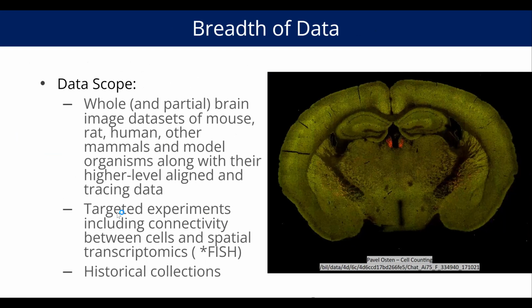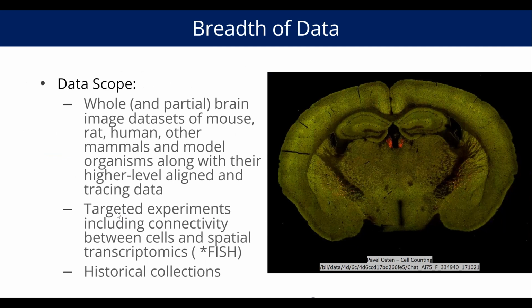The data scope for BIL includes whole and partial brain data sets from mice, primates, including humans, and model organisms, targeted microscope-enabled experiments, including connectivity between cells and spatial transcriptomics, and historical collections of value to the community.